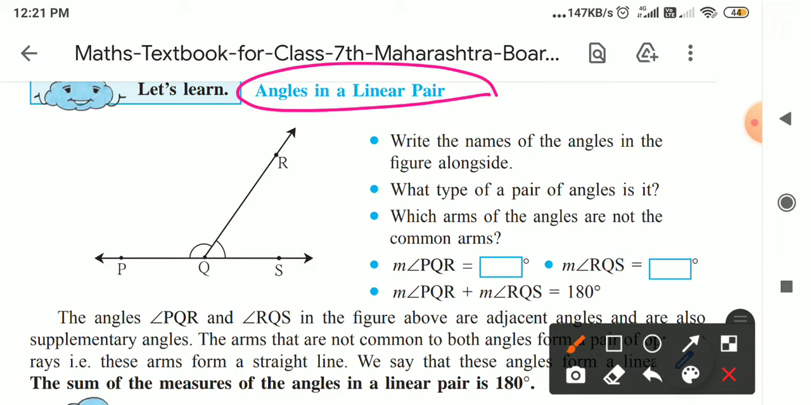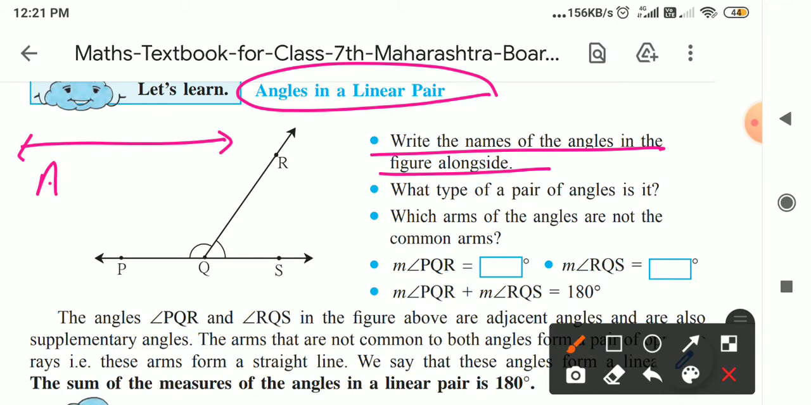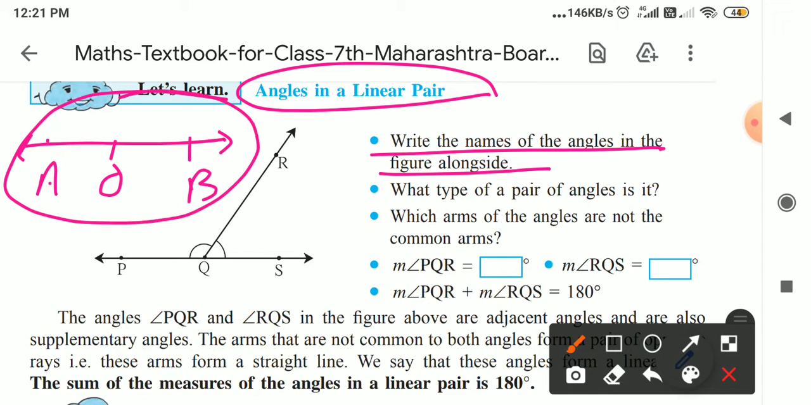Okay, so write the names of the angles in the given figure alongside. You know that you studied all the angles. If I draw this line, A, O, B, then tell me which type of angle it is? It is a straight angle. And the measure of a straight angle is how much? 180 degrees.